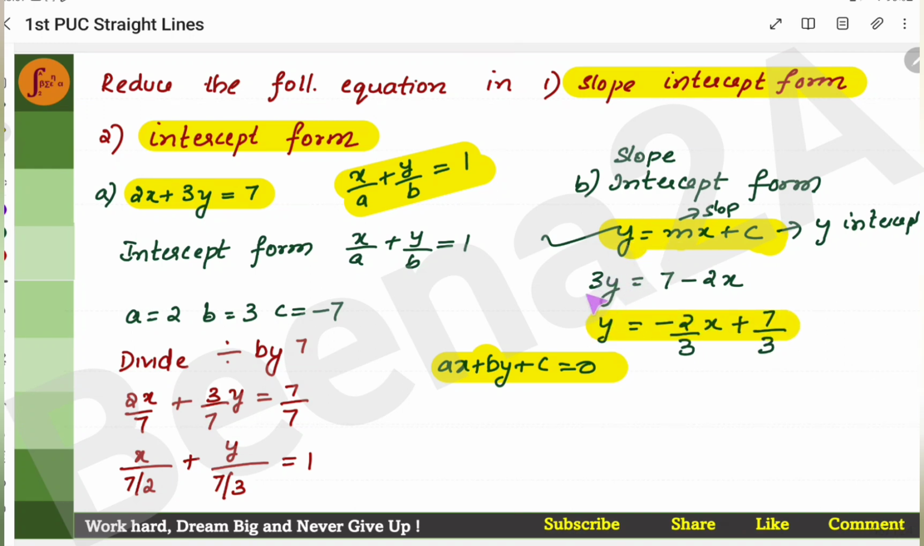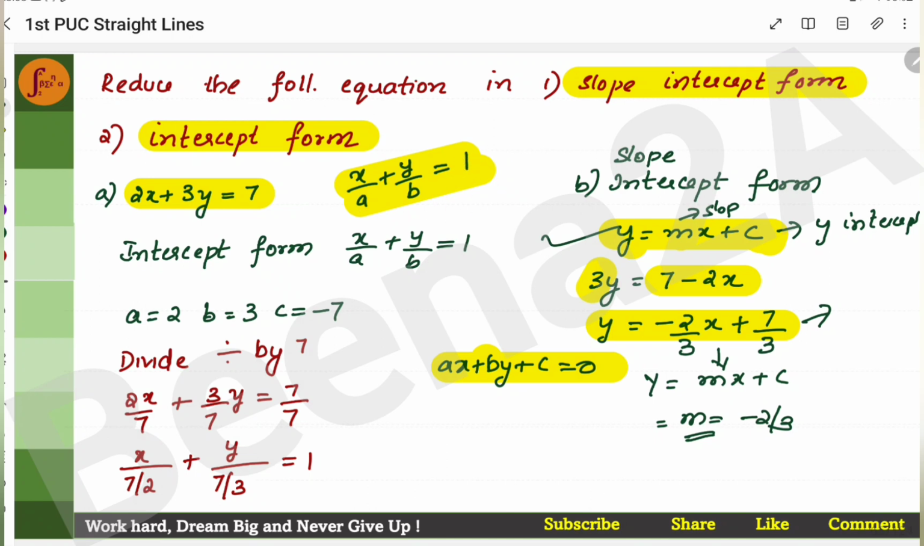So you just put y on one side and shift everything to the other side. So you'll get y is equal to minus 2 by 3x plus 7 by 3. Basically you shift everything this side and then get the y value. So now this is of the form y is equal to mx plus c. Now you will have to get the equation in intercept form, that is in this form.